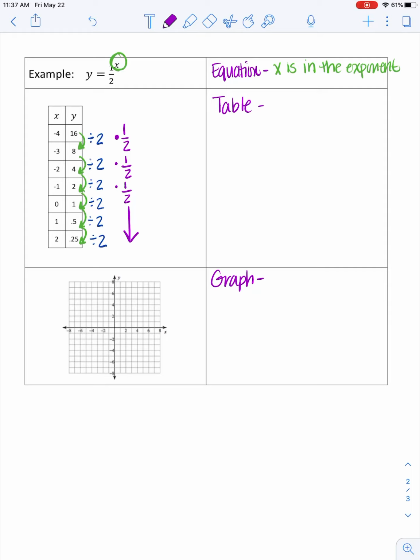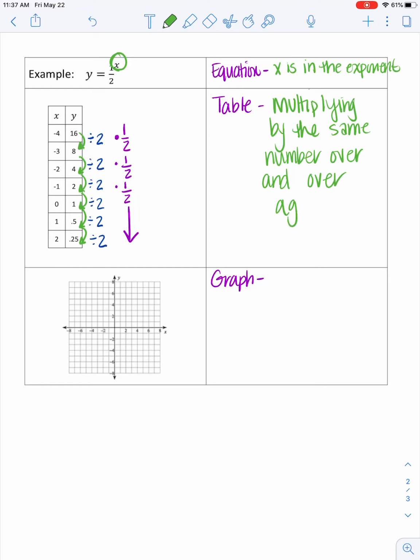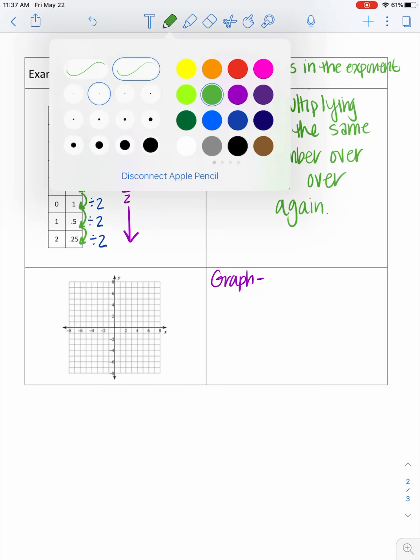So really we are multiplying. We're multiplying by a fraction. Again, we're multiplying by the same number over and over again, which is different than linear, because in linear equations we are adding the same number over and over again. This means we're multiplying if we have an exponential.